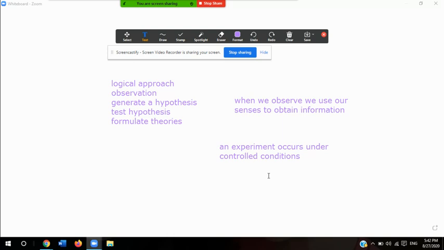Okay. And now we're going to talk a little bit about hypotheses. A hypothesis can be defined in many ways. The most common form of defining a hypothesis is that people call it an educated guess. So, we can say that a hypothesis is an educated guess, but there's more to that. And we're going to talk about that in a minute.